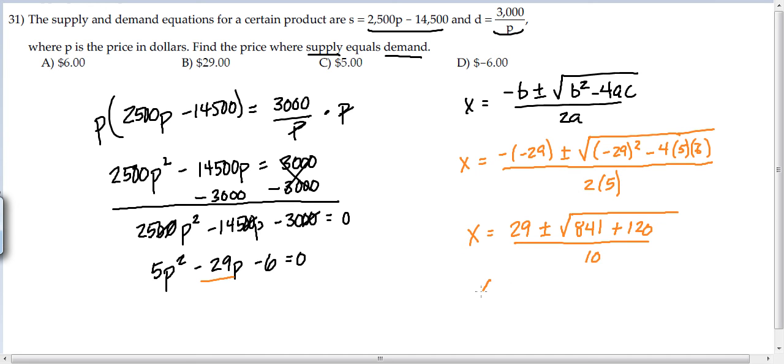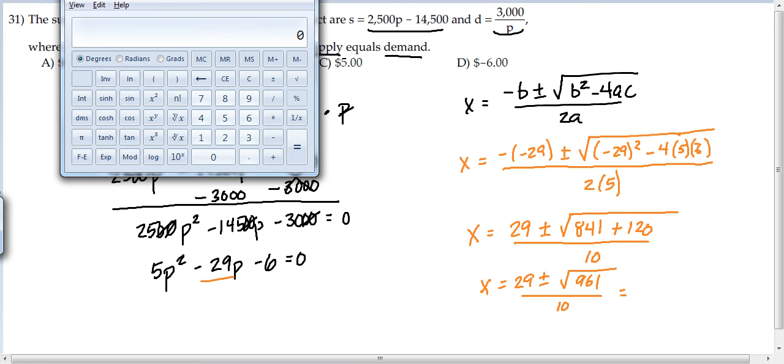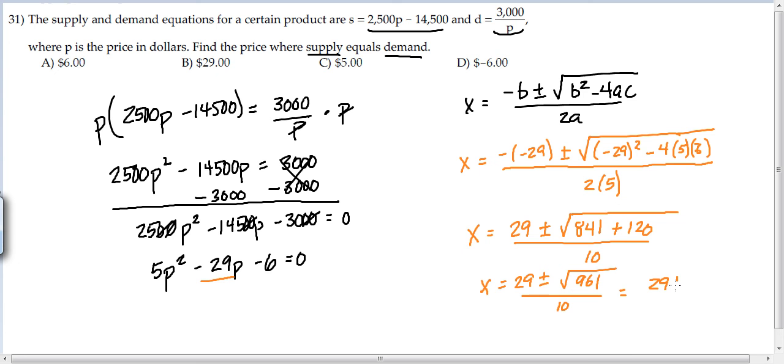Alright, now this thing in the square root should work out to be a whole number. If it doesn't, you probably did something wrong, because I've set these problems up to always be a perfect square. So we get the square root of 961, so let me take my calculator out here and take 961 and find my square root, which is 31. Alright, so I get 29 plus or minus 31 divided by 10.